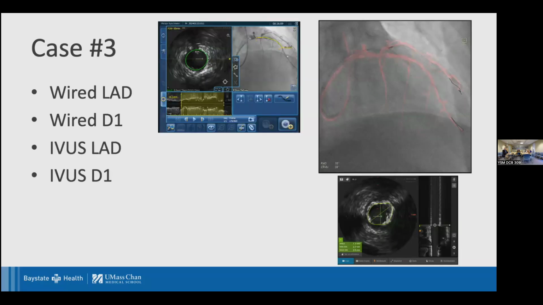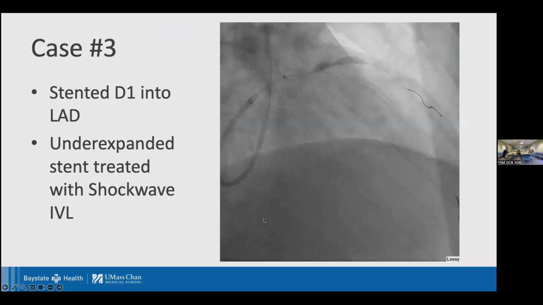So, wire the LAD, wire the diag. Co-registered IVUS of the LAD and the diag. Okay, here are those IVUS images. Stented into the diag, or stented the diag rather into the LAD. The stent was underexpanded, as you can see here. That was not appreciated on IVUS, maybe, who knows, the degree of calcification. The stent did not expand, and a shockwave balloon was taken to it after the fact and expanded it.